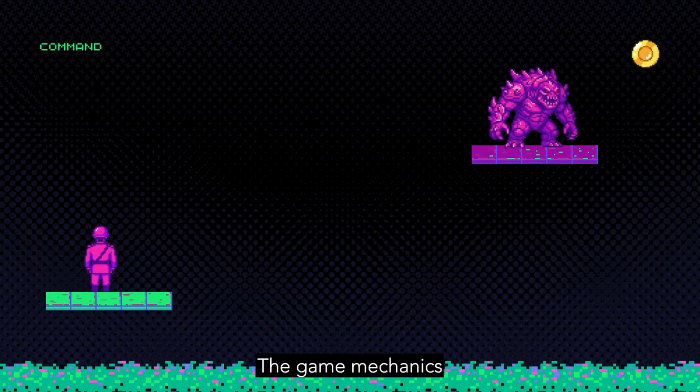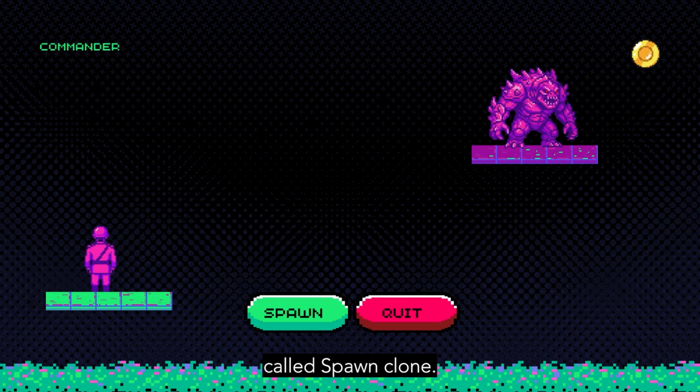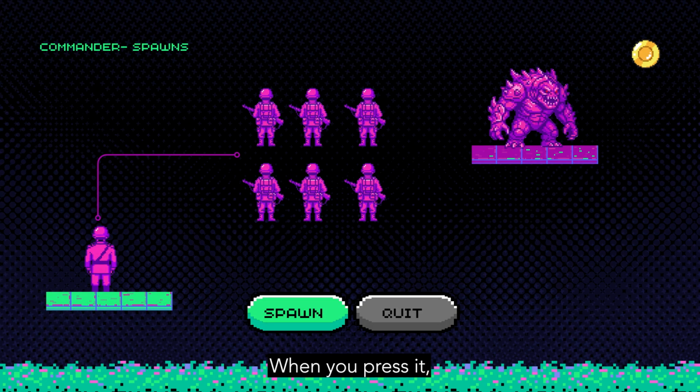The game mechanic is that you have a special button called Spawn Clone. When you press it, you create a subagent. These clones are frozen, which means they can't learn or level up, which means these agents cannot be trained. They just spawn, do a specific task or a subtask, and then disappear.